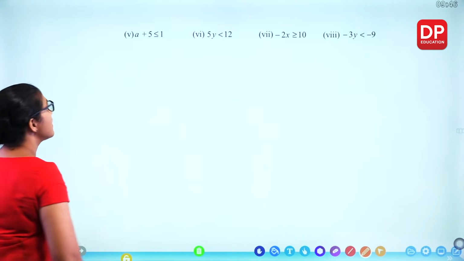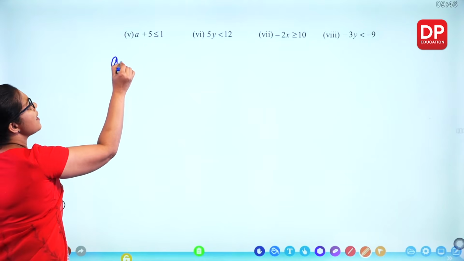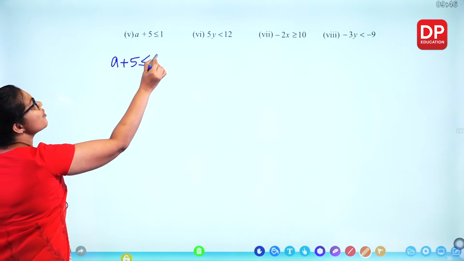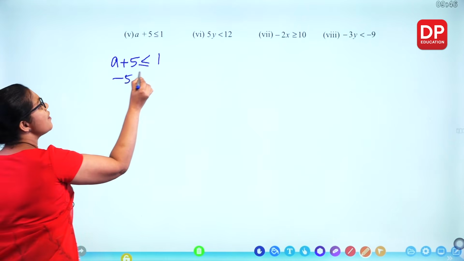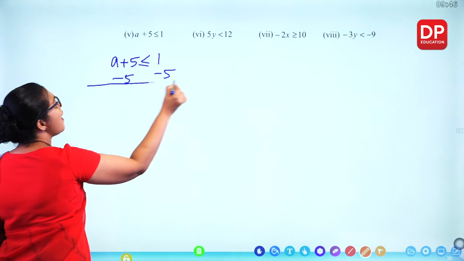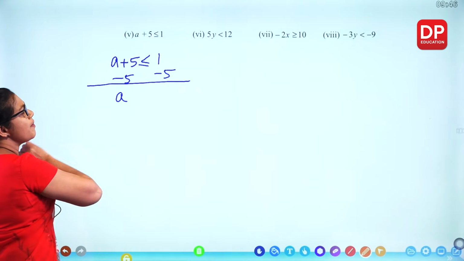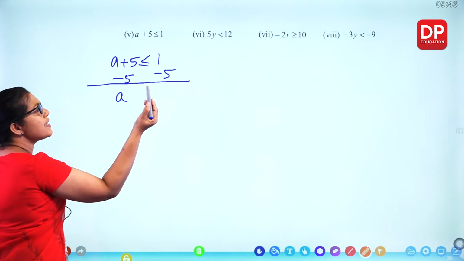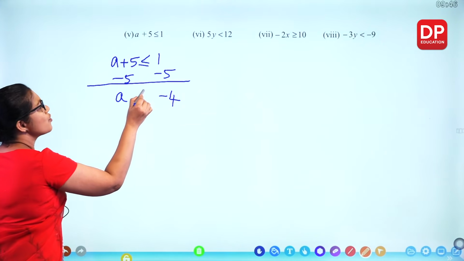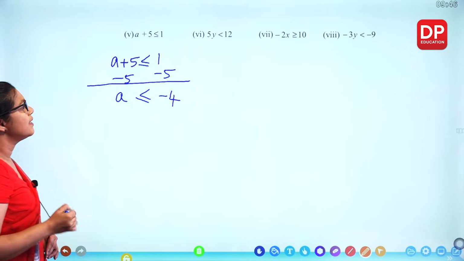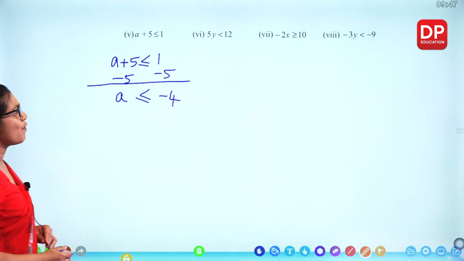Now we'll look at the other parts. So in this one, what happens? A plus 5 is less than or equal to 1. 5 is extra. I need to get rid of that by subtracting 5 from both sides. 5 gets cancelled out and remaining A. 1 minus 5, I get minus 4. So you get the same symbol. So A is less than or equal to minus 4.